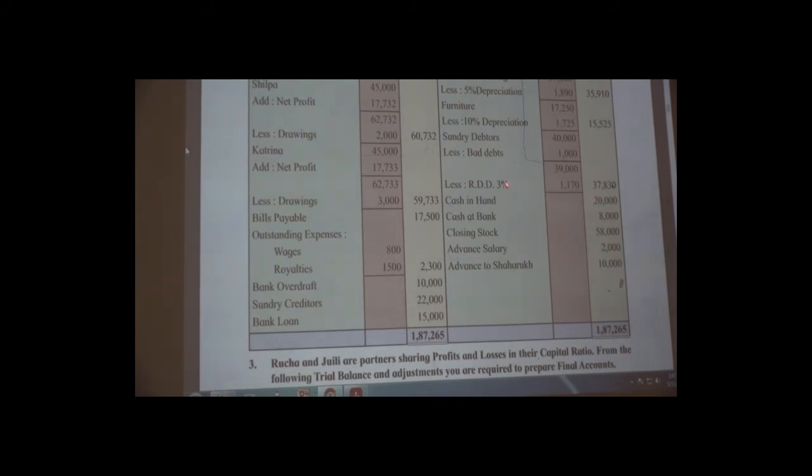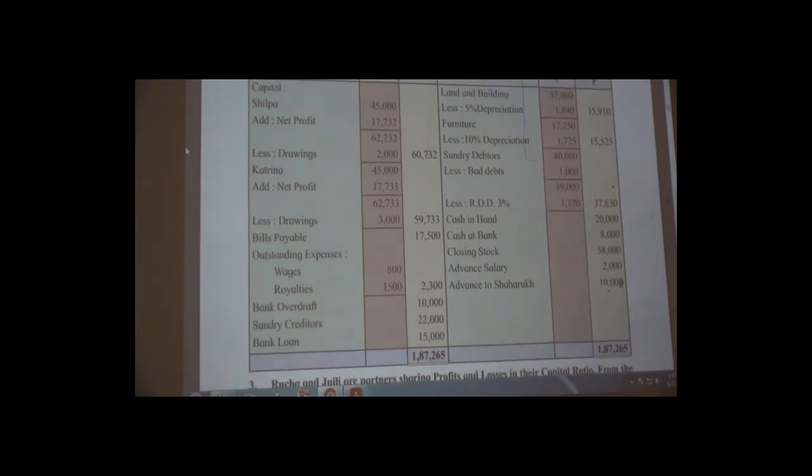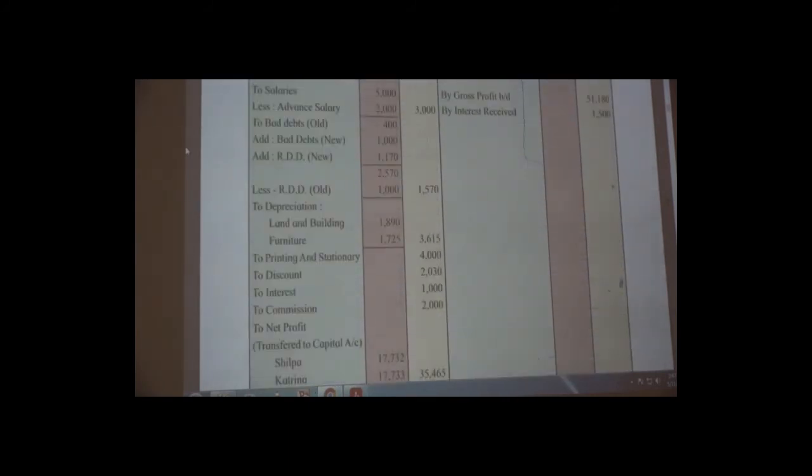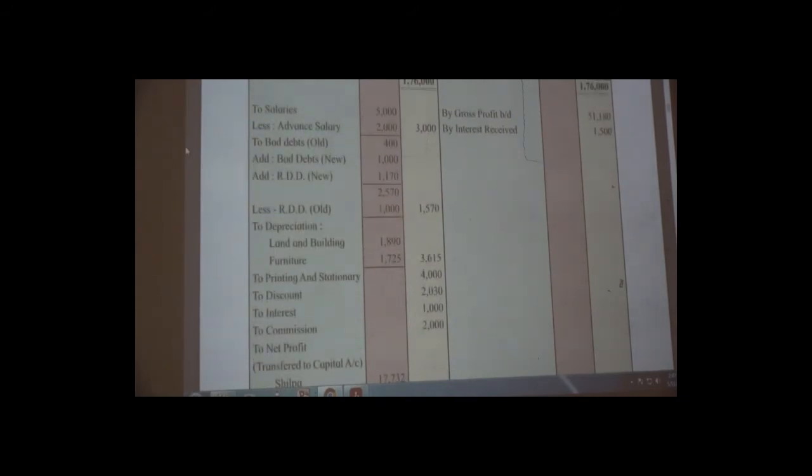Okay. So our first effect is less new bad debts from sundry debtors, and then deduct the new RDD from the debtors amount. So 39,000 minus 1170, in this way the amount to be recorded in the outer column is 37,830. Okay. Then this is the first effect of our adjustment. Now the second effect should be given where? Yes, that is the debit side of the profit and loss account.